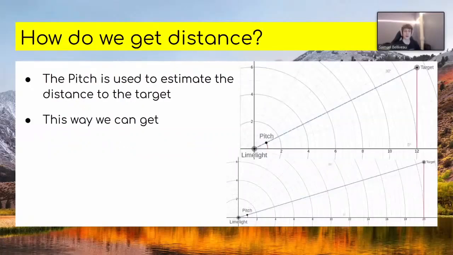The angle of the target horizontally is obviously important because you want to make sure you're aligned correctly when you shoot. But you can also get the distance based on how high or low the target is, because you know the height of the target. So this will be important later, but we can get the distance of the target and the angle of the target through the Limelight, which is extremely important.